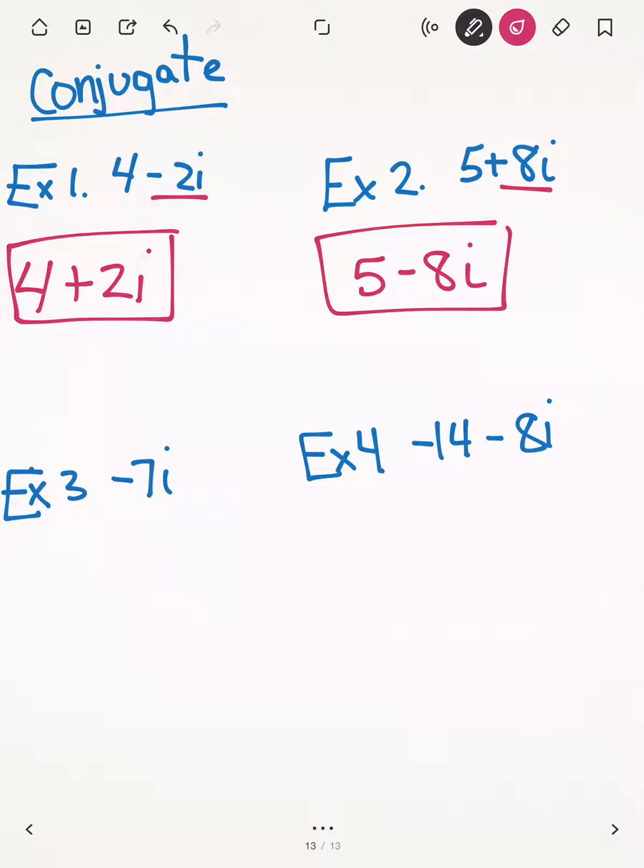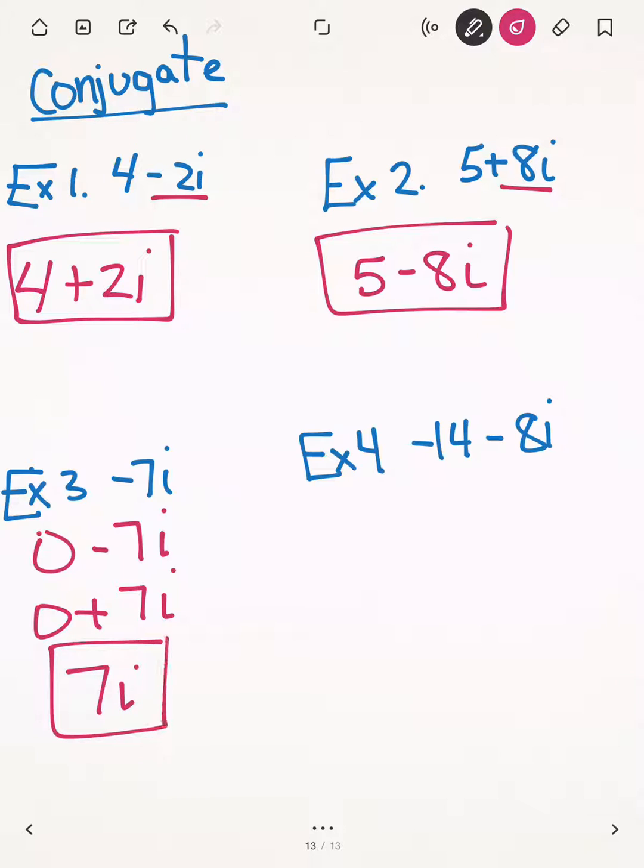Example 3, I just have a negative 7i. So we could rewrite that as 0 minus 7i if we wanted to see the real part. Okay, if I wanted to change that, I would change it to 0 plus 7i. Well, 0 plus 7i is just 7i. So there's the conjugate of negative 7i.